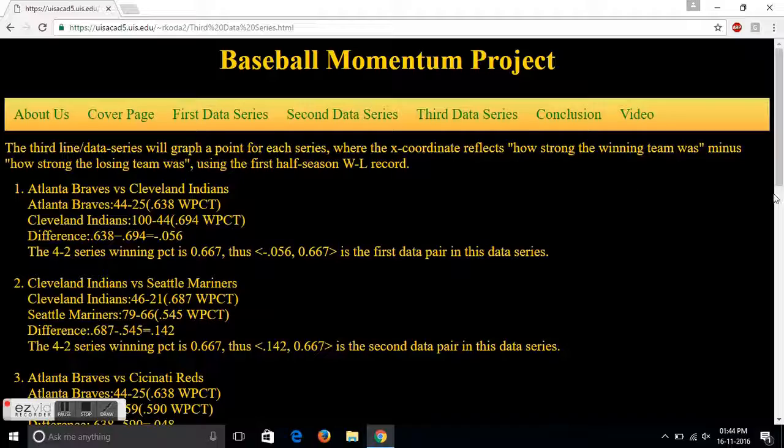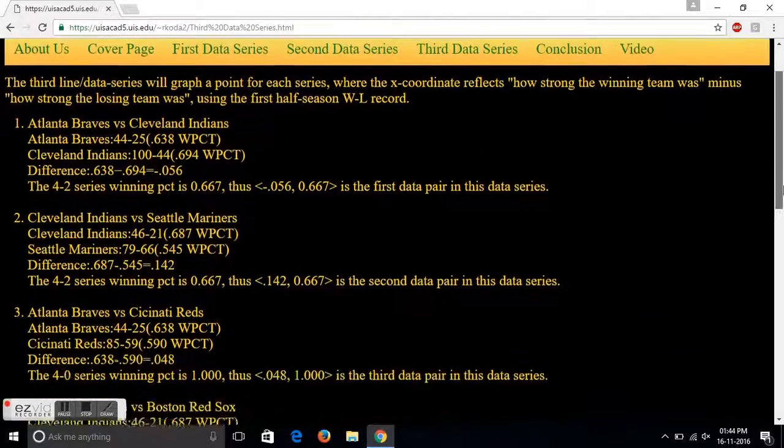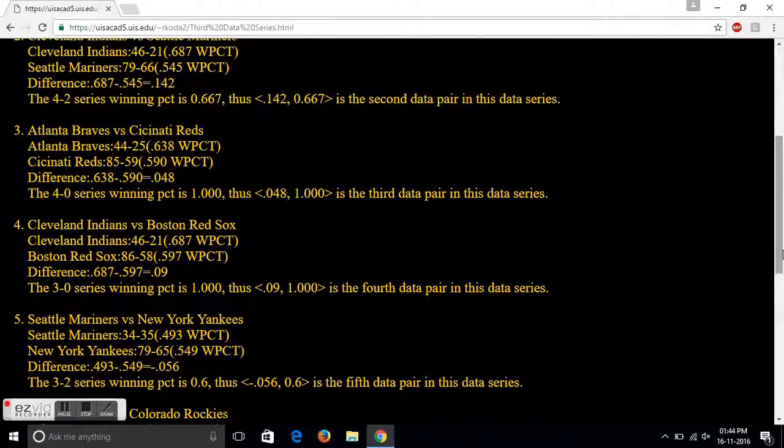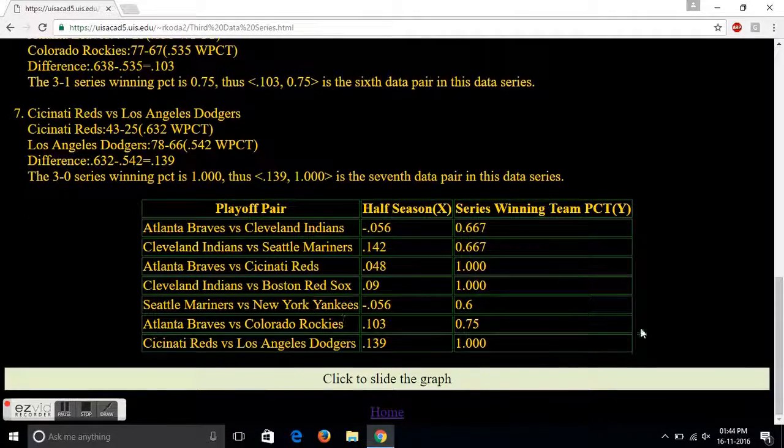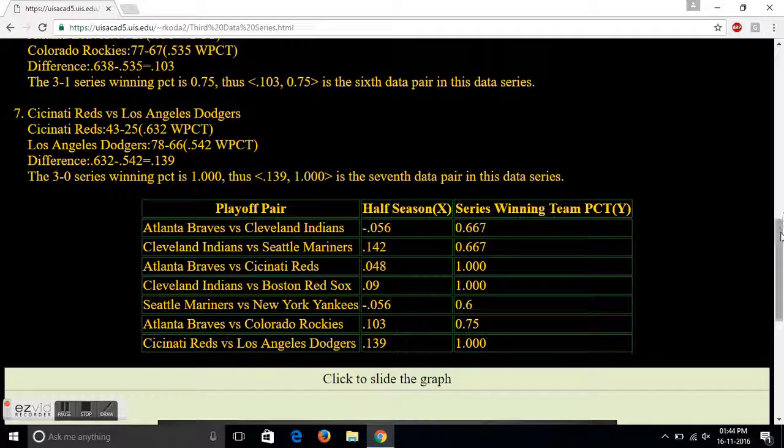Similarly, we are going to calculate for all other playoff series in this year and combine the graph points, x and y coordinates. Here we can view the graph of these coordinates.